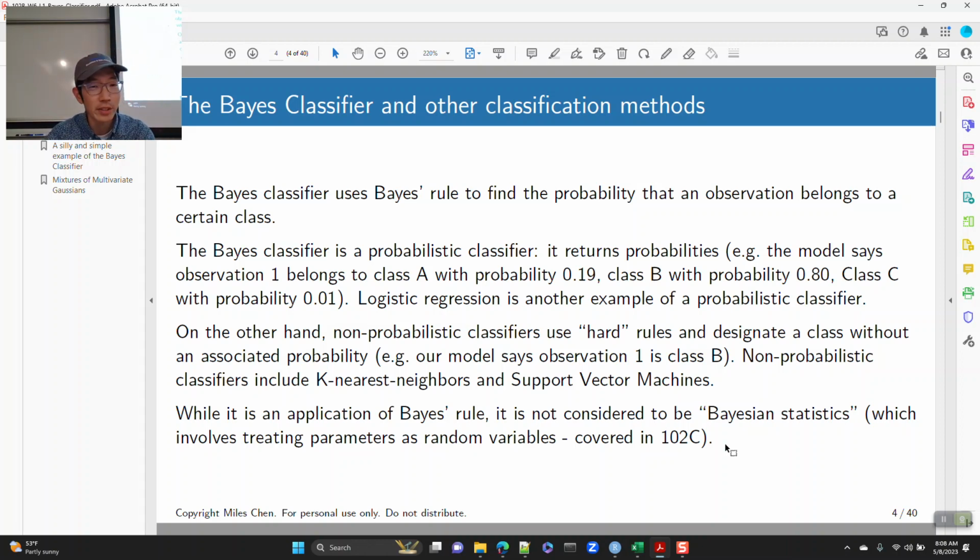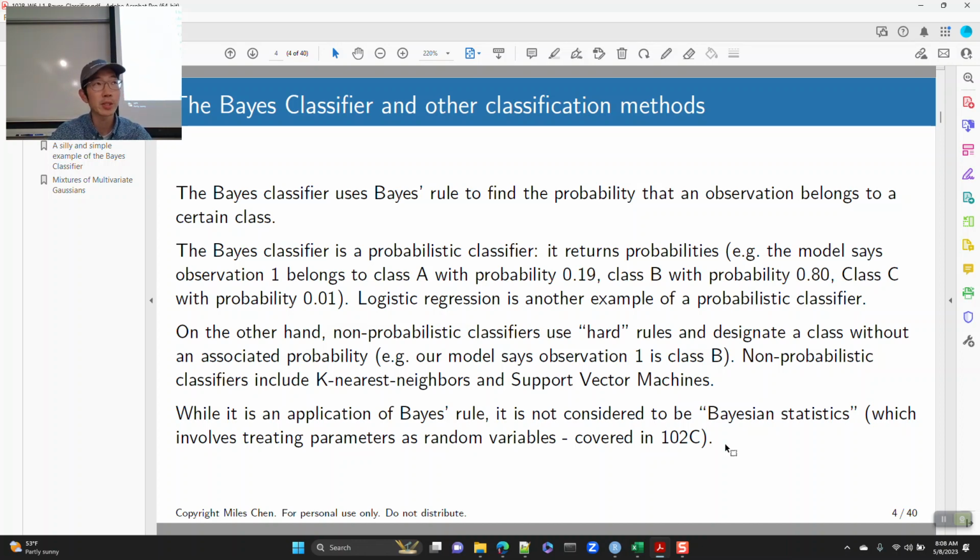Today's classifier is going to be the Bayes classifier. It's called the Bayes classifier because it uses Bayes' rule to find the probability that an observation belongs to a certain class. It's a probabilistic classifier, and so what it's going to do is return basically a vector of probabilities. You'll get a probability for each of the possible classes.